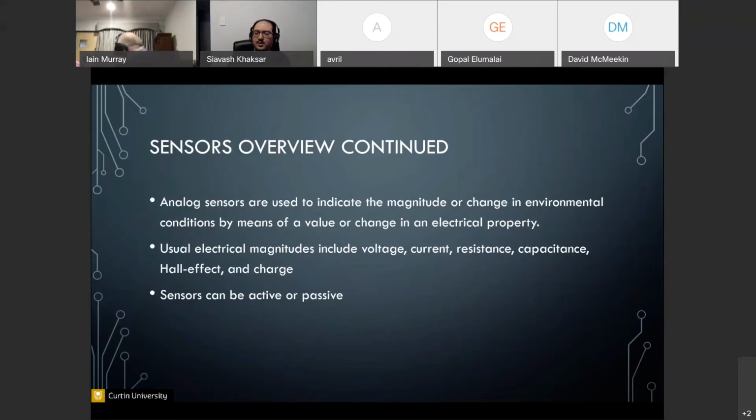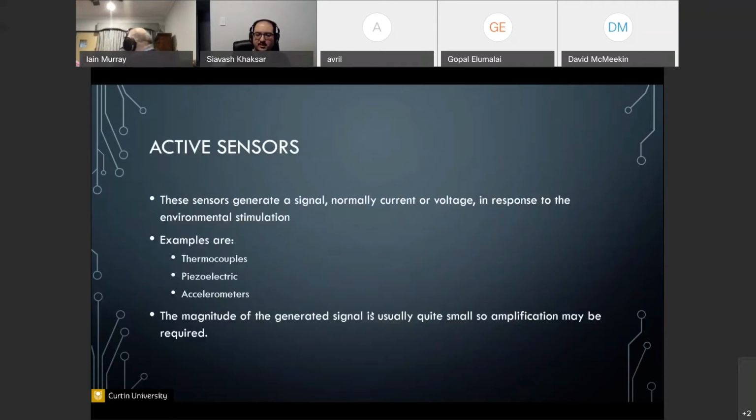Depending on what electrical characteristic you're monitoring, we can either have active sensors or passive sensors. Active sensors generate a signal, normally a current or voltage, in response to that environment stimulation. If you hear the term raw data from a sensor, it's usually raw voltage data or raw current data, a change in that electrical component. So you're not directly reading the temperature. Based on the data sheet and what type of sensor it is, that voltage change and current change gets translated to temperature, pressure, and so on.